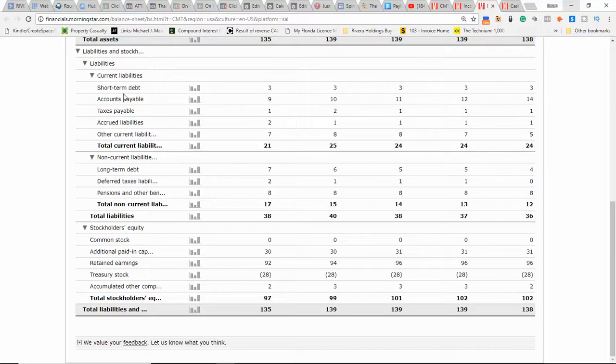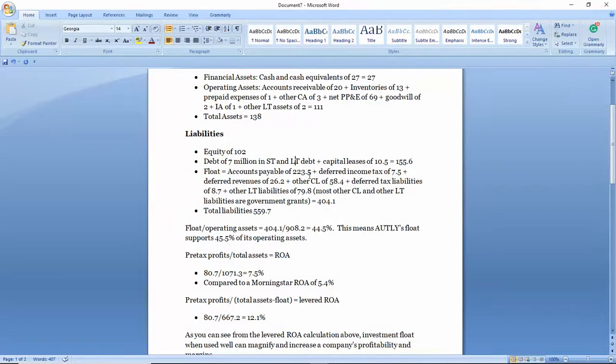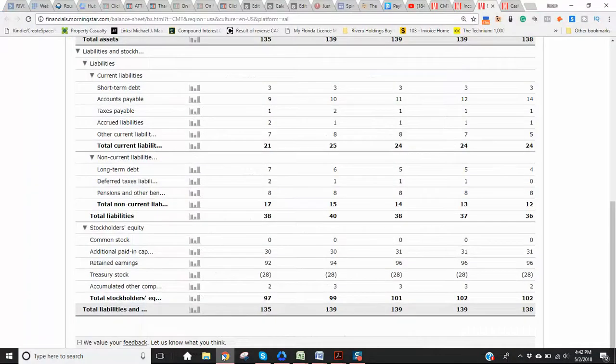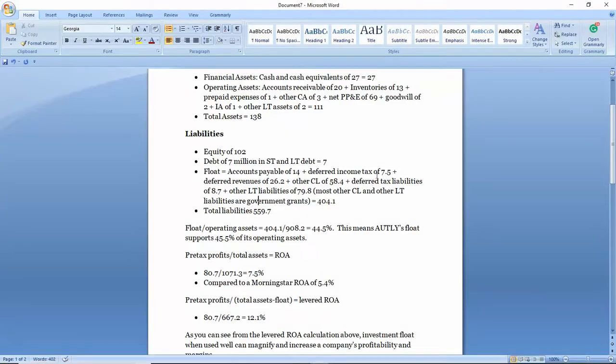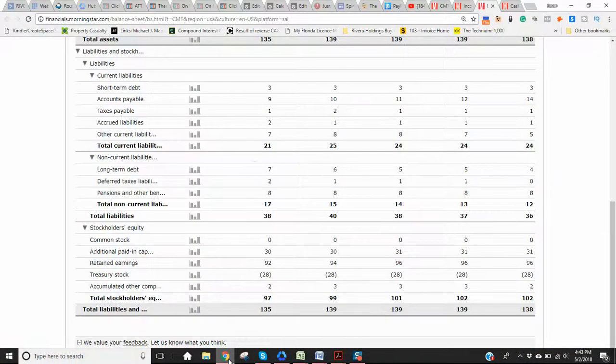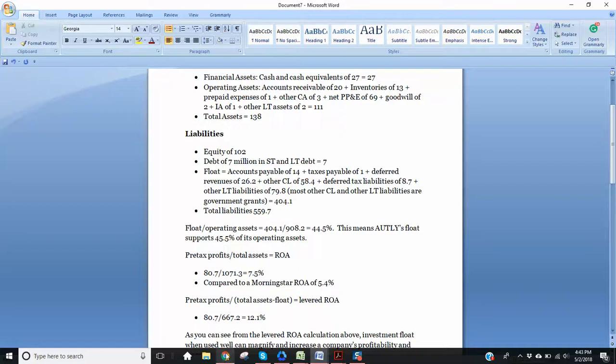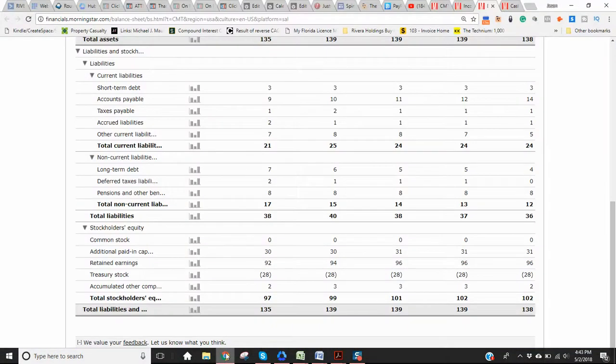So I don't see any other debt accruing liabilities other than the long-term and short-term debt. So next, accounts payable 14, plus taxes payable of, what was it, 1, I think, 1, plus accrued liabilities.